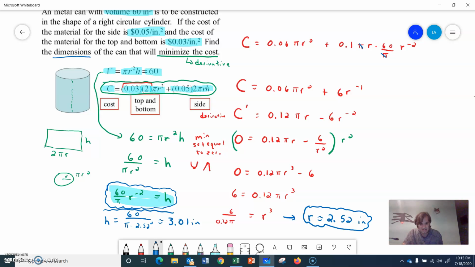So if my math is right, and there's always the possibility that it's not, I'm getting that the radius would be 2.52 inches and the height would be a little bit more than 3 inches to minimize this cost. So that means, based off of the fact that it's 3 cents per square inch to make the top and bottom, 5 cents per square inch to make the sides, these are the dimensions that would require the least amount of material or the least amount of money to guarantee we have a volume of 60 cubic inches.